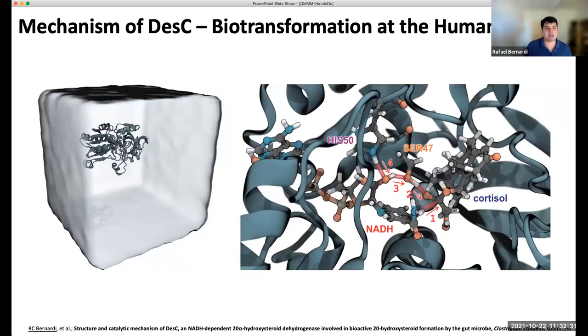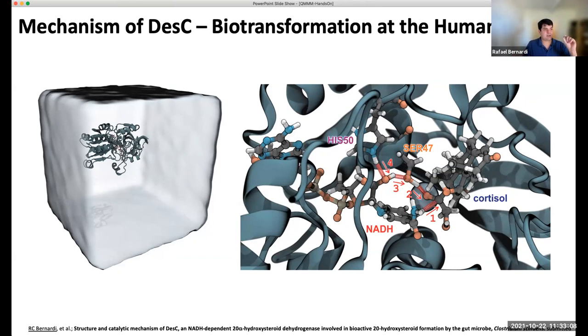Then we looked into the reaction itself. The mechanism proposed before was a simple hydrolysis mechanism. That's not what we found. What we observed was that there is no water involved, first of all. The reaction is actually a proton relay. You have one proton jumping to the cortisol from the NADH, so the NADH becomes NAD+. The other one, coming from the serine here, goes to the cortisol. You have an ion in the back there that coordinates this whole area, to make sure that the whole area is stable.